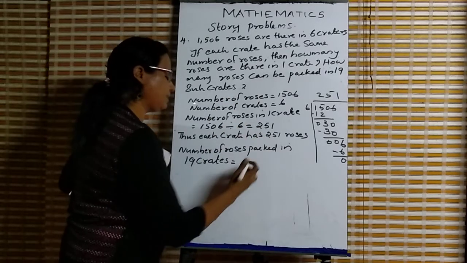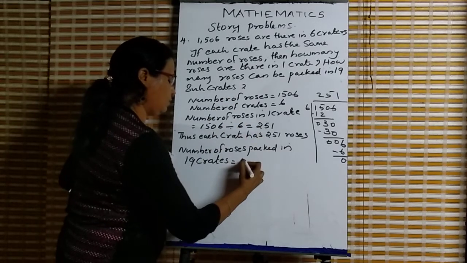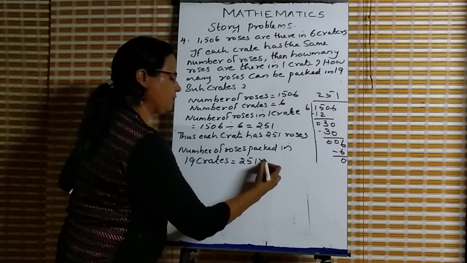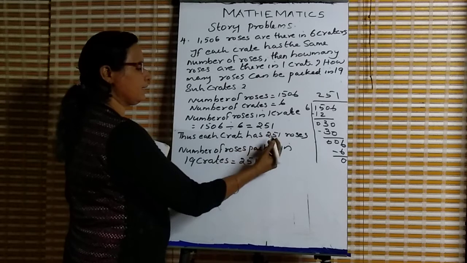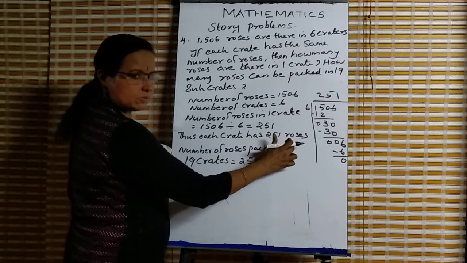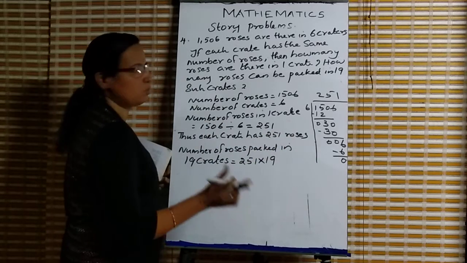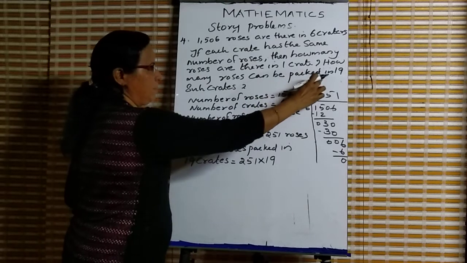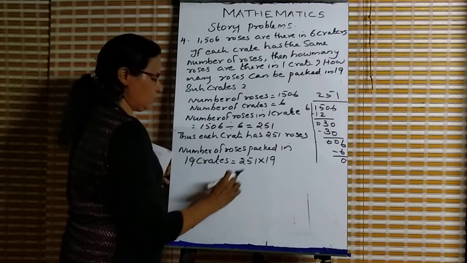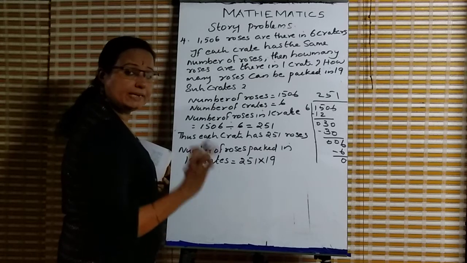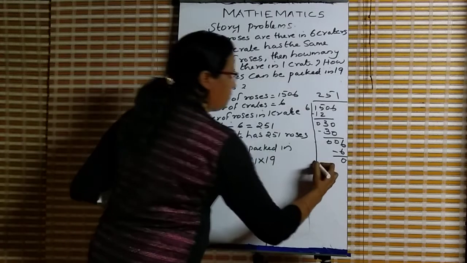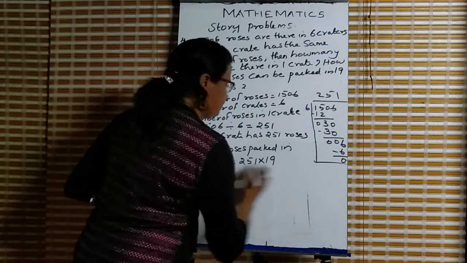So 19 crates, 251 into 19 roses. Here one crate contains 251 roses. We have 19 crates. So number of roses that can be packed in 19 crates is equal to 251 into 19 or 19 into 251. Find the multiplication.